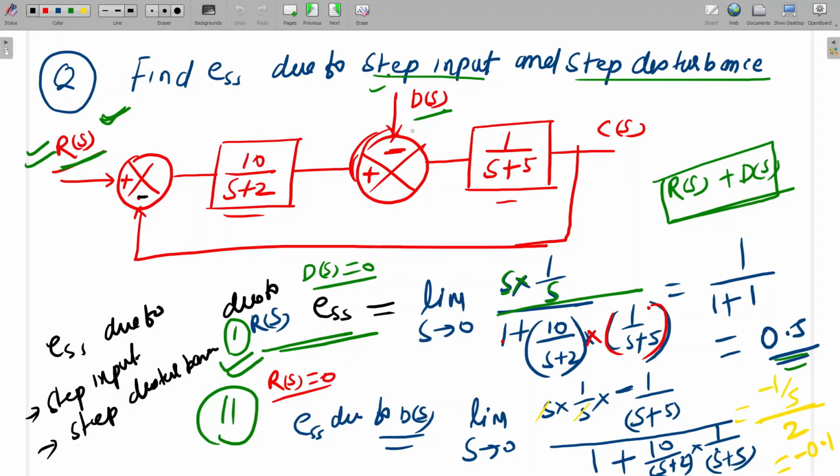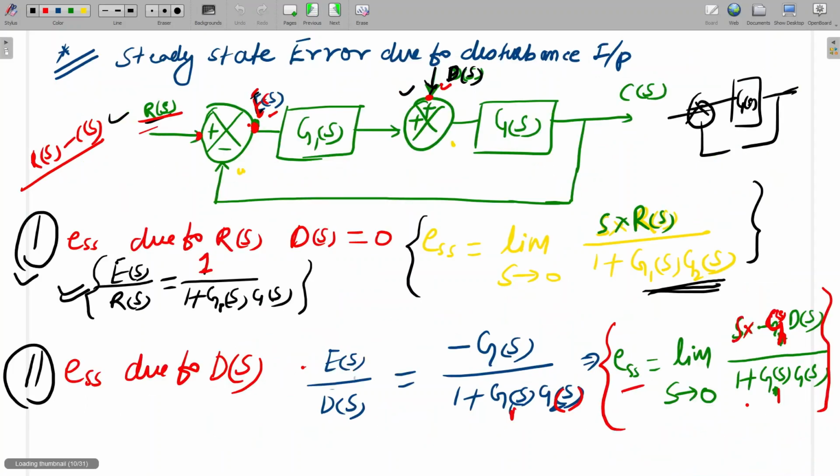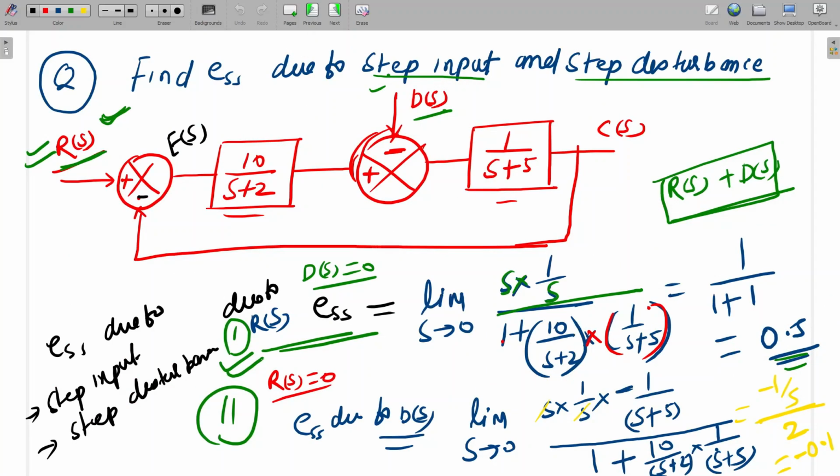Yes, sir. If minus is there, if we find this ESS, like output ESS by DS I have written here, so minus minus will become plus. This minus and this minus multiplication will become plus, and here it will be plus. So here also it will be plus, and the error will be here 0.1.